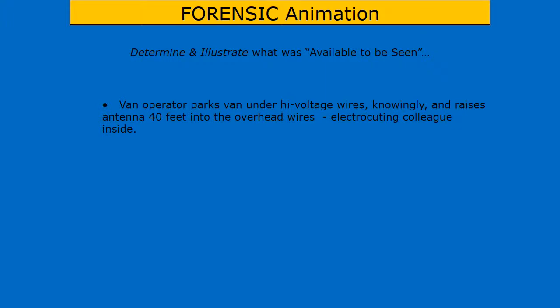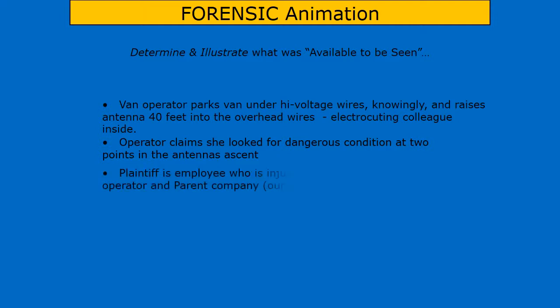So one of the things we would do is go into a couple of cases that we have done in the past. The first one that we're going to show you is about a van operator who parks his van underneath some high voltage wires, knowingly raises his antenna 40 feet into the overhead wires, electrocuting his colleague inside. The operator claims that she looked for dangerous conditions at 2 points during the antenna's ascent and saw no danger. The plaintiff is an employee who was injured; the defendants are the van operator and the parent company.